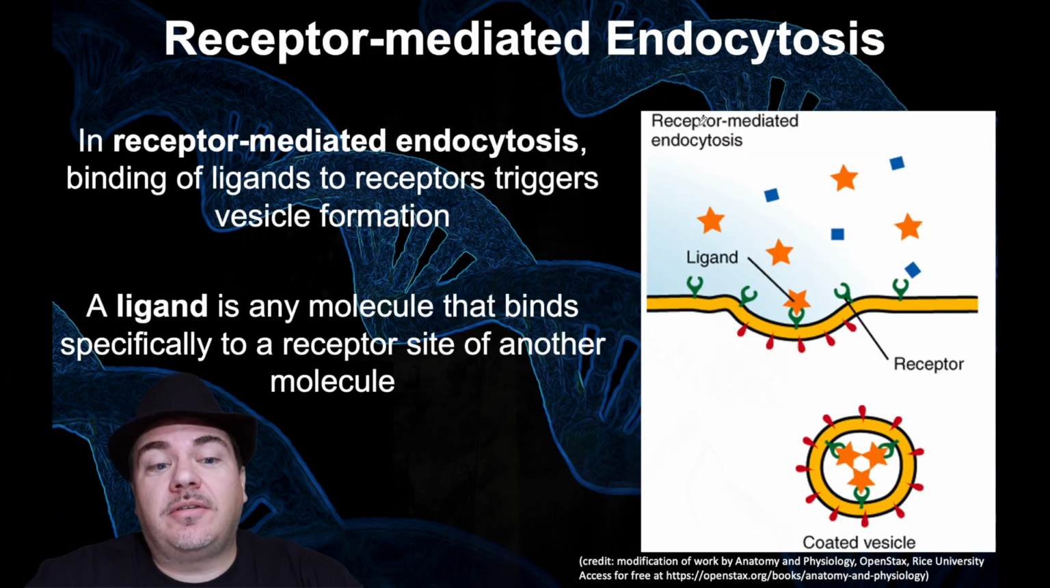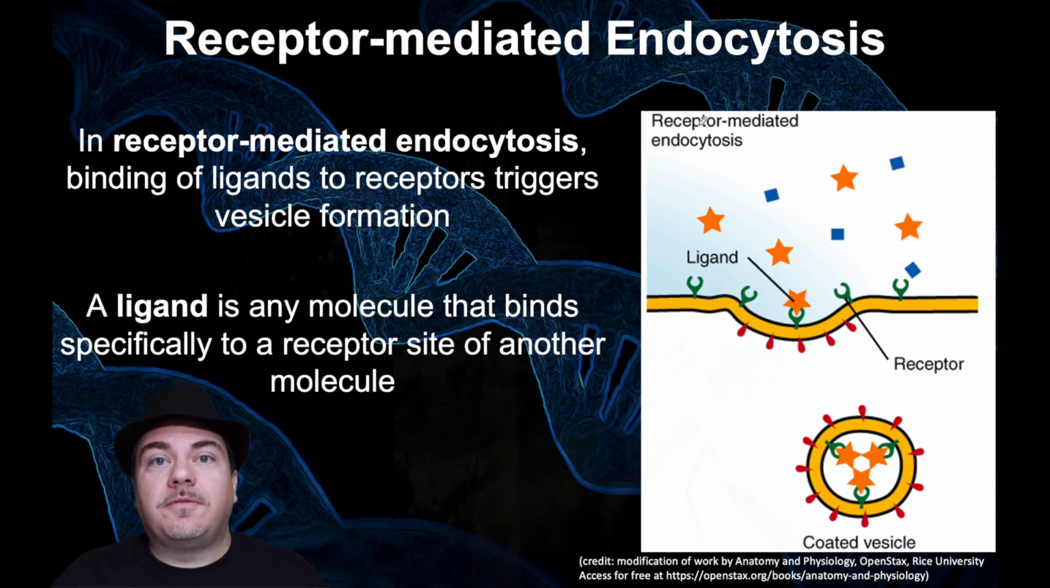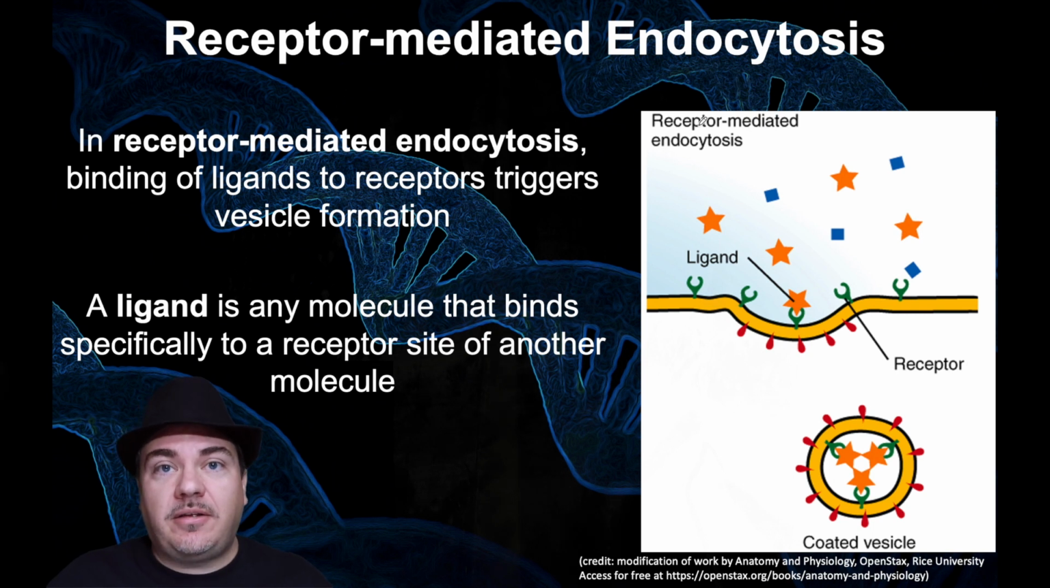Third type of endocytosis is called receptor-mediated endocytosis. The main difference with this one is it's very specific. So phagocytosis, you bring in any large chunk of food. Pinocytosis, you bring in any group of dissolved molecules. But receptor-mediated endocytosis is where your cell is looking for something in particular. There's some molecule it needs, and it brings in a high concentration of that particular molecule.